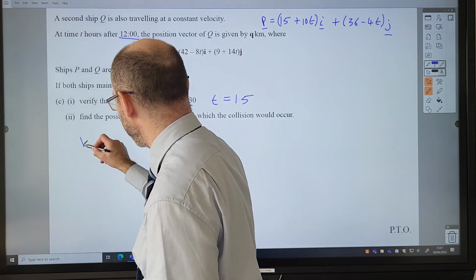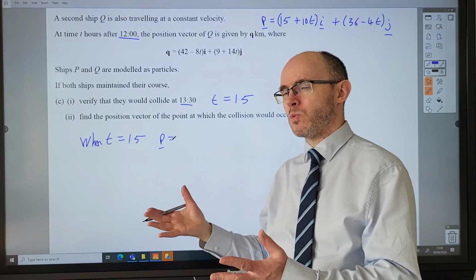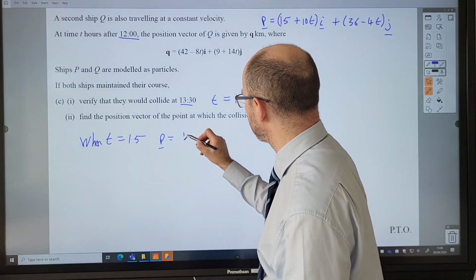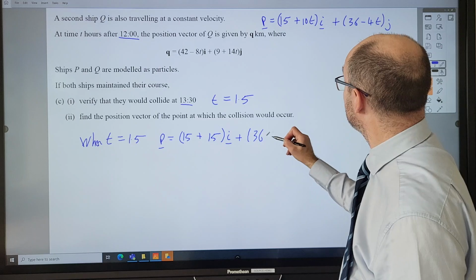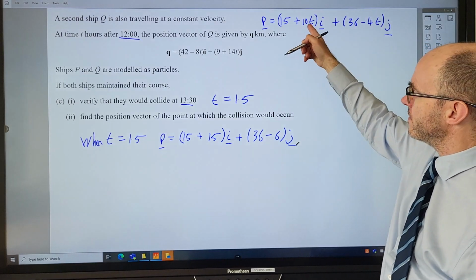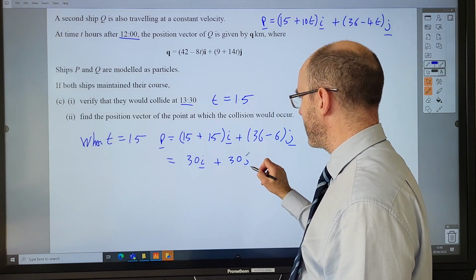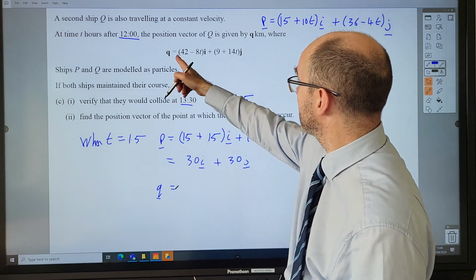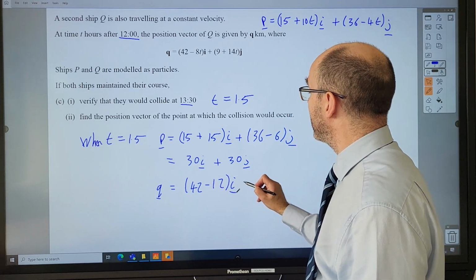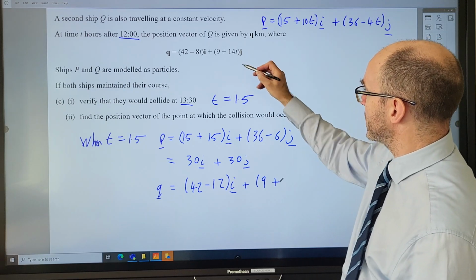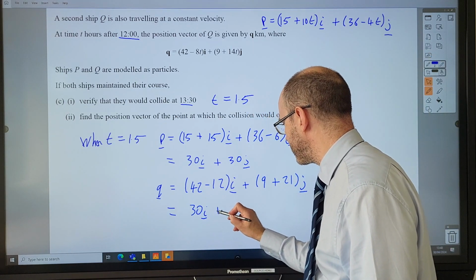So I'm going to do that. When t equals 1.5, P is equal to, now I'm just going to write down the answer because it's just too obvious. I'll explain what I mean afterwards. Okay, I'm going to write down some working. So 15 plus 15i, and then plus 36 minus 6j, so 4 times 1.5, 10 times 1.5, and then that gives me 30i plus 30j, and then do the same for q. Q will be equal to 42 minus 12i, and then plus 9 plus 21j. Okay, and then simplify that, and that's 30i plus 30j.